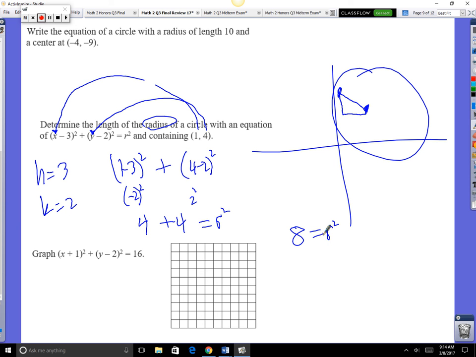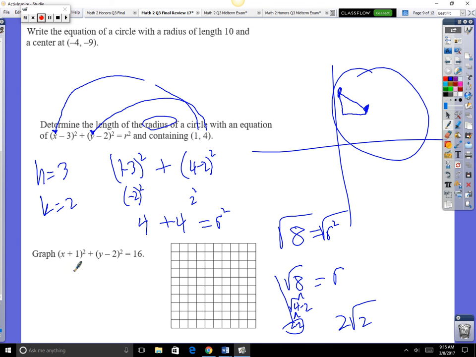So undo the square, square root, square root. So r, your radius, equals square root of 8, which is not a perfect square, but it does have a square in it. Break it down: 4 times 2, and that is your perfect square, 4. So square root of 4 is 2, so just take a 2 to the outside and leave a 2 inside. 2 square roots of 2.